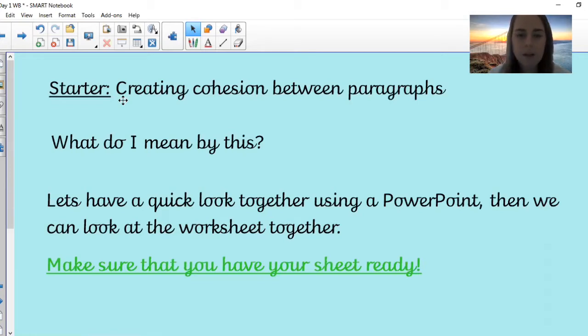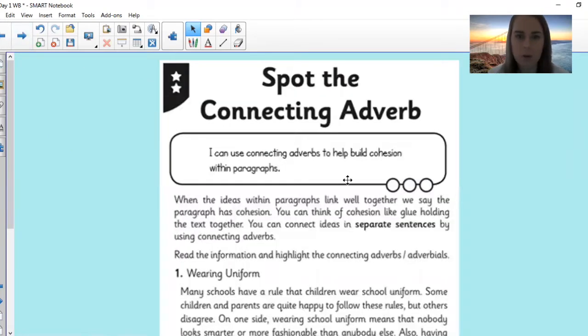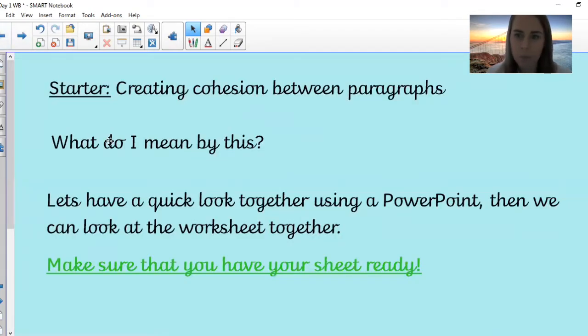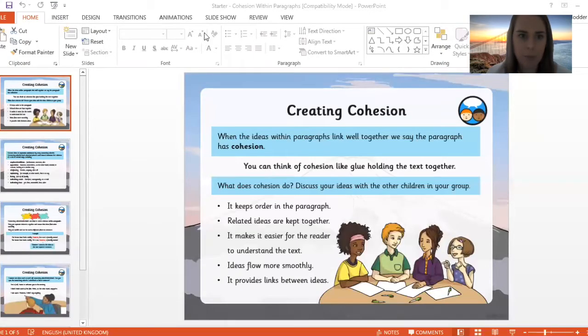Okay, so we're going to have a little look at a PowerPoint together. While we look through that PowerPoint, we're going to go through a couple of activities together. And once we've done that, we can go through the worksheet together. So hopefully you have got your worksheet ready already. If you haven't, pause the video here, go and get it, make sure that it is ready. And just to show you what it looks like, it should be this one. So spot the connecting adverb is the sheet that you are looking for. Okay, but we will come back to that in a minute. So let's have a little look at the PowerPoint.